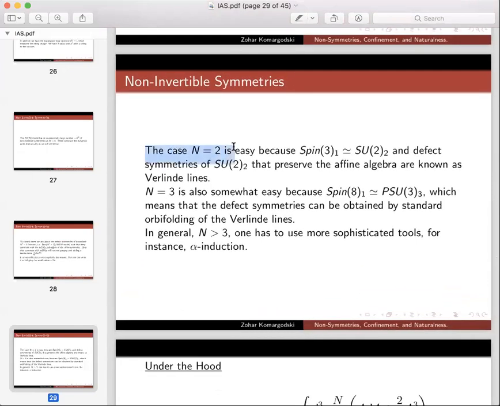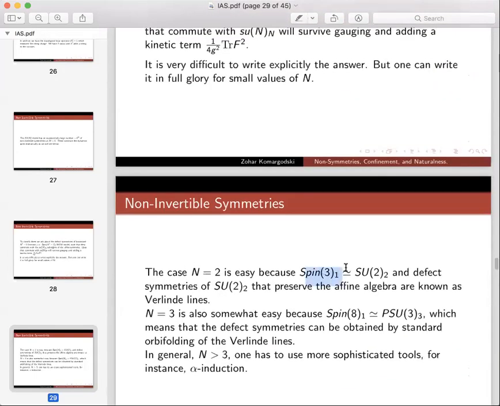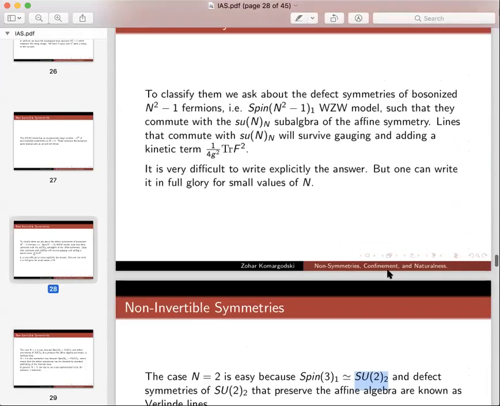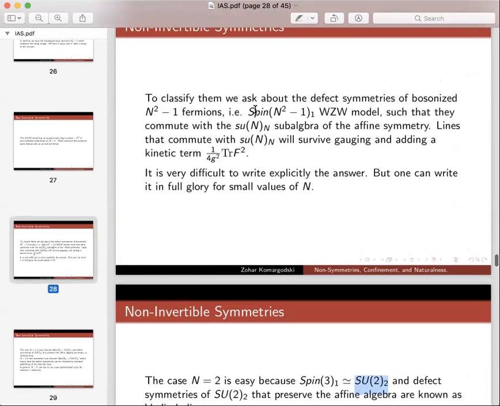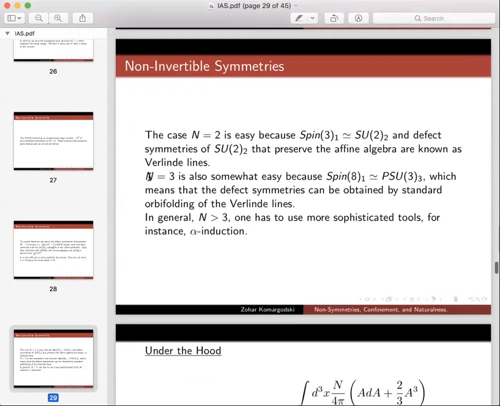The case of n = 2 is very easy. That's the case that we already disposed of. It's because spin 3 level 1 is isomorphic to SU(2) level 2. So what you're doing is looking for lines of SU(2) level 2 which are invariant under an SU(2) level 2 subalgebra, and that problem is known. It was solved many years ago. Also, n equals 3 is somewhat easy because there is another isomorphism that you can use to reduce the problem to one that was done many years ago.